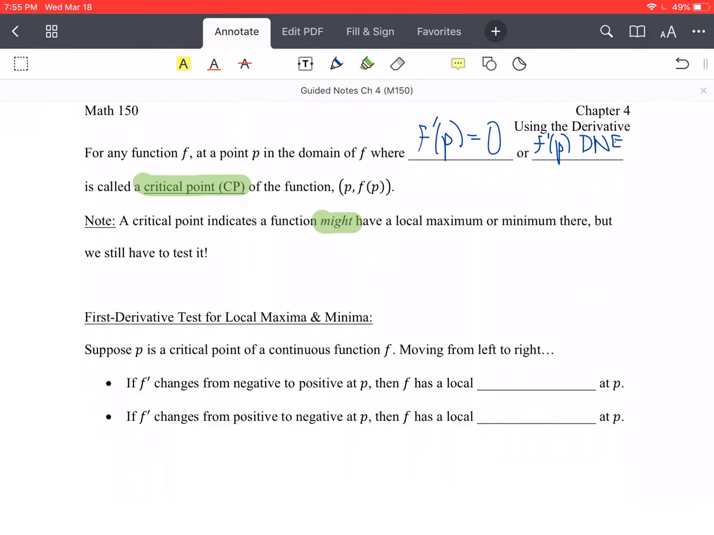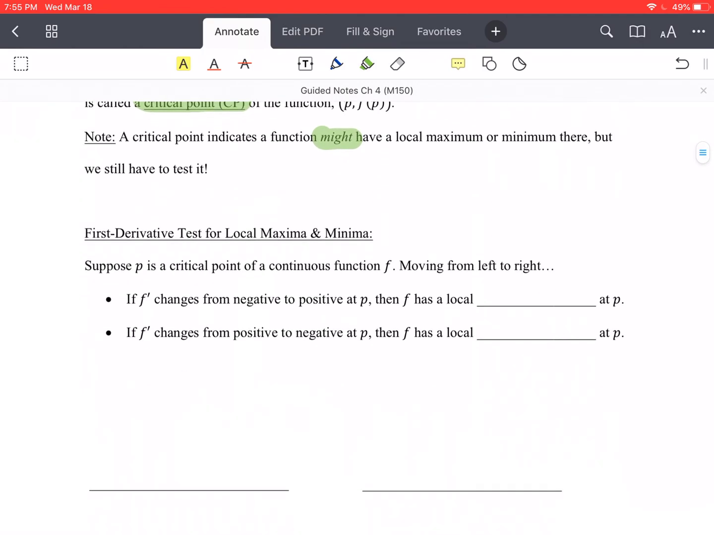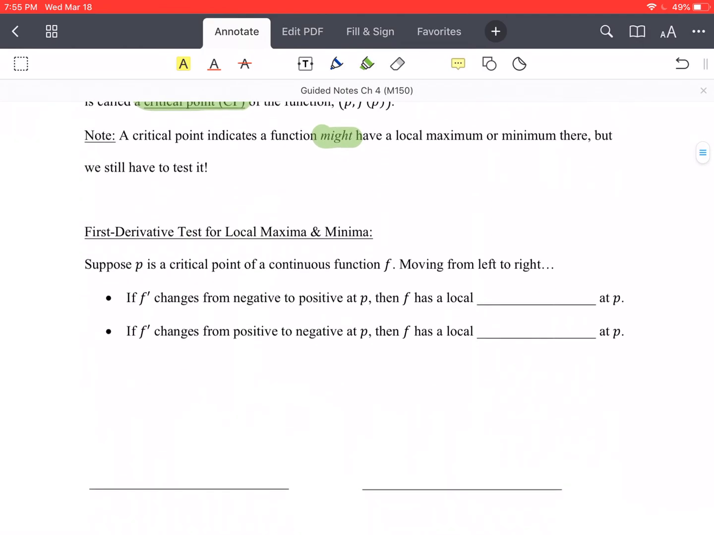We actually have to test it. And we have two tests to be able to do this. So first up, we have the first derivative test. The first derivative test says, suppose P is a critical point of a continuous function f. So we have a critical point, a point where the derivative is 0 or does not exist.